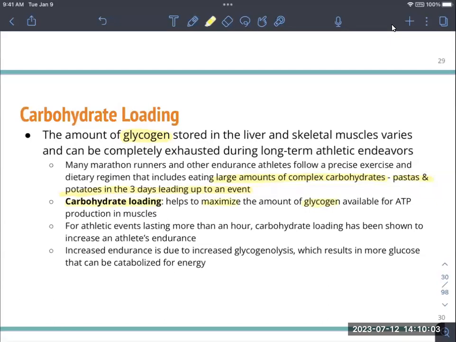Any athletic event that lasts more than an hour, people may carbohydrate load for, because it helps to increase their endurance so they can go for longer amounts of time without needing to stop to eat or take in any kind of calories. So the longer they increase the endurance, they increase the glycogenolysis, and it results in more glucose that is readily available to be used for energy.